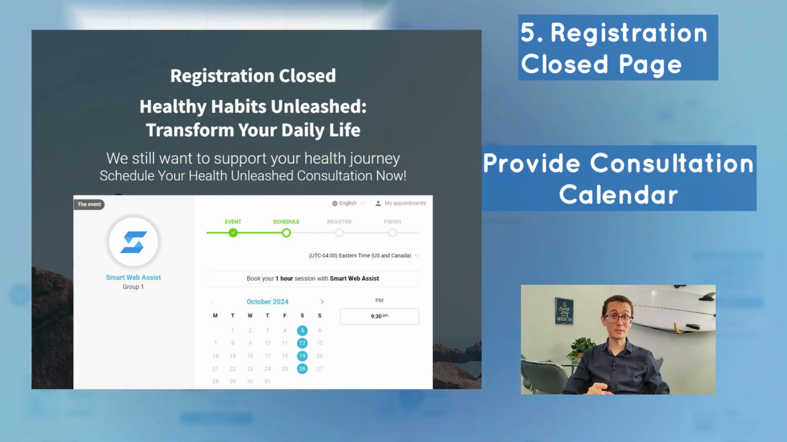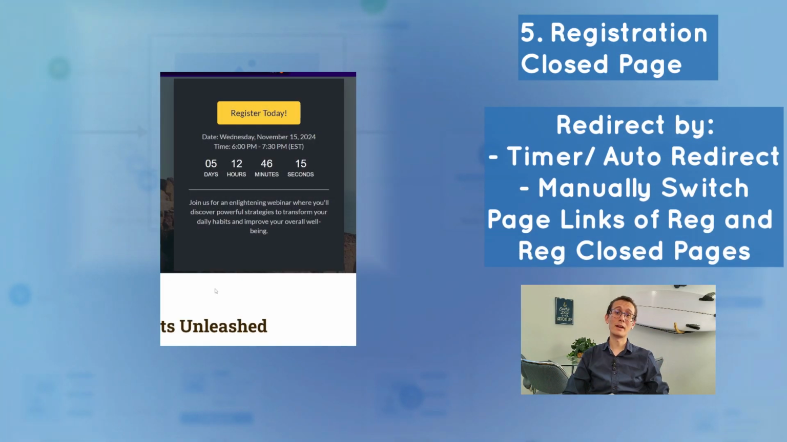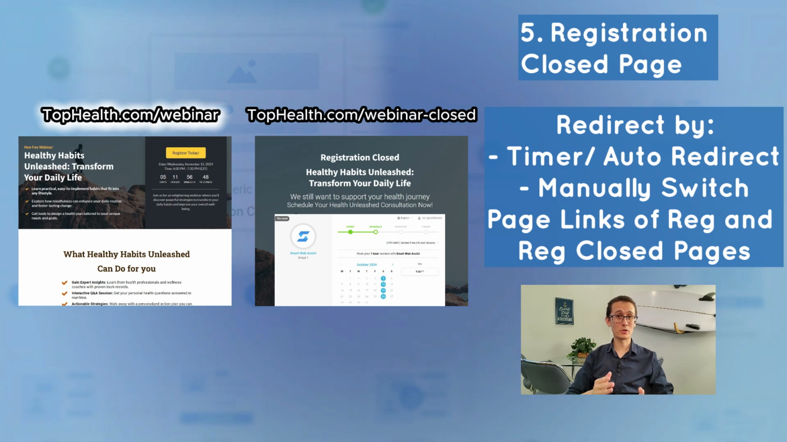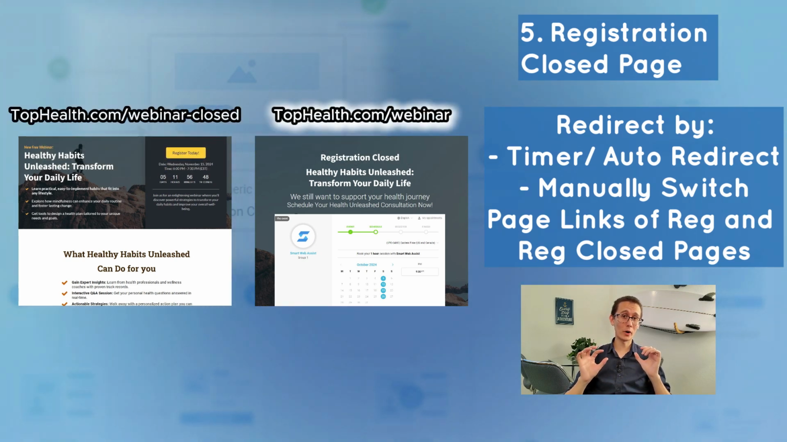If your page editing system has a countdown and automatic redirect system, then you're golden. If it doesn't, then you could update your registration closed page to have the same URL that your registration page had. Of course, you'll need to change the registration page URL as well.